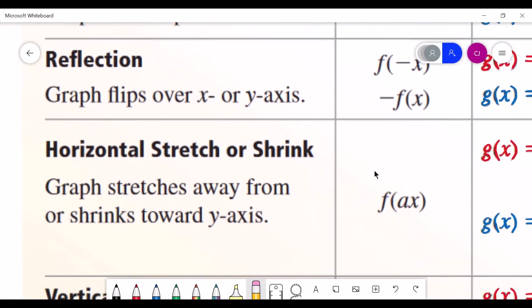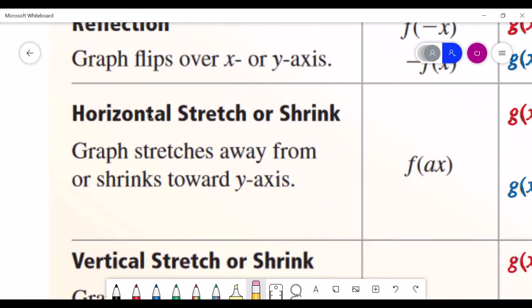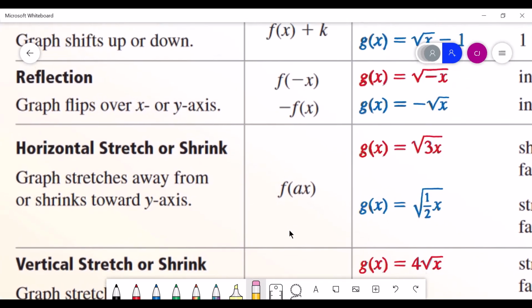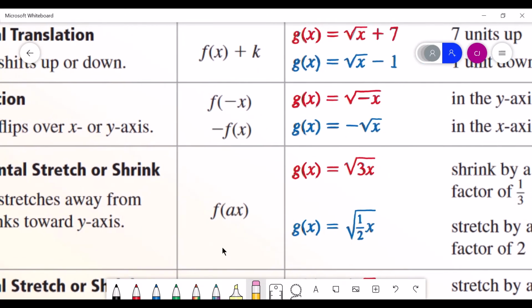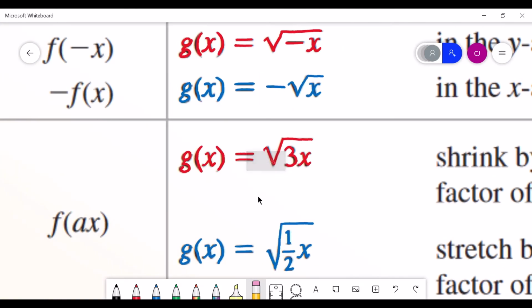Okay, the next type of transformation that we're going to be looking at is called a horizontal stretch or shrink, where the graph stretches away from or shrinks towards the y-axis. Okay, so this is another tricky type of transformation because when we're talking about the factor, we're going to take the reciprocal of what it is, or the opposite. So this is the function notation, f of a times x, and it's a transformation that we're doing inside of our function.